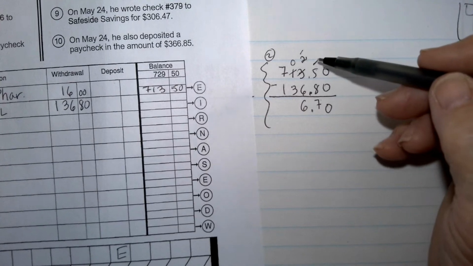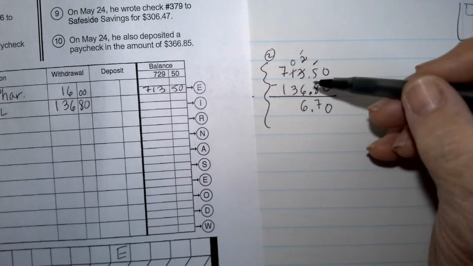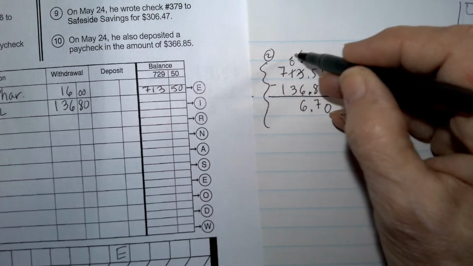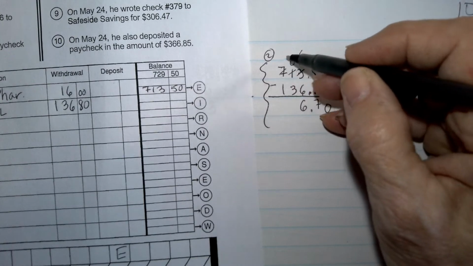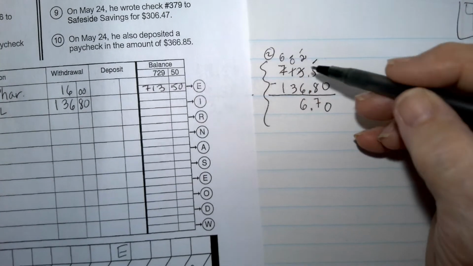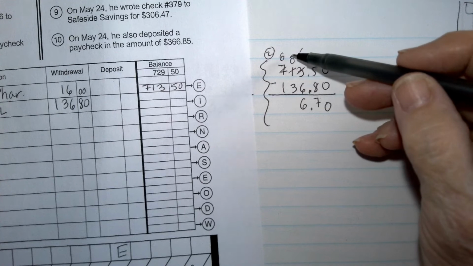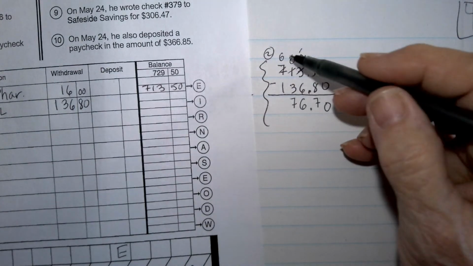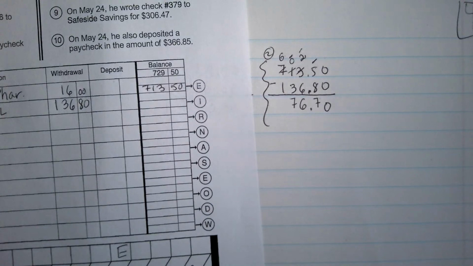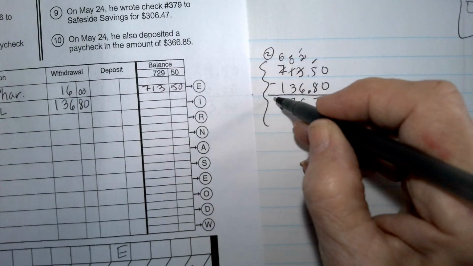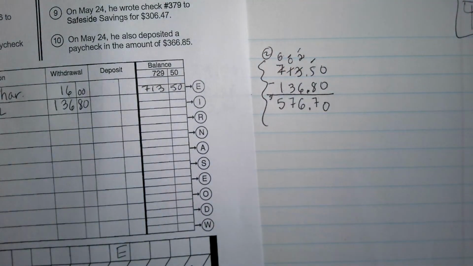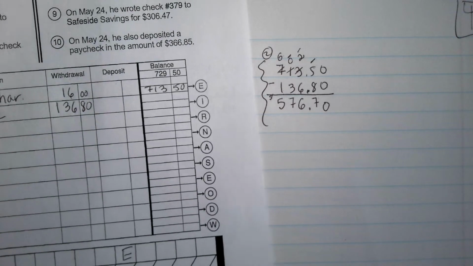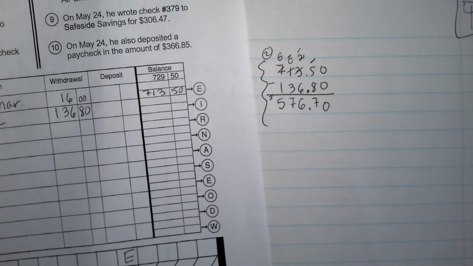Then, can I take 0 minus 3? No. So we're going to pre-borrow, getting it from the 7, which becomes a 6. Good job. And then 10 minus 3, 7. 6 minus 1 is 5. And we're going to see if that balance is at the bottom. 5, 7, 6. Yeah, because you don't want to go on if it's not.